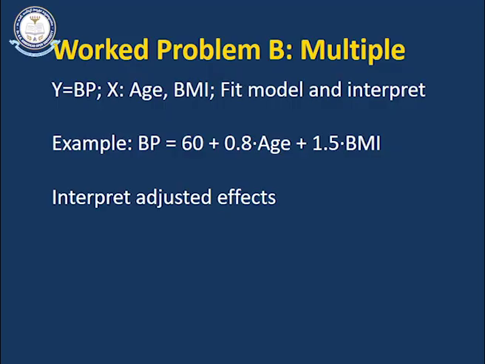This is another example to get you through. So overall, we have been able to work the problem: y equals BP, x equals age and BMI, fit model and interpretation. So BP is dependent on the age as well as the BMI, and that is why it's important to visualize all these areas. So far what we have learned, let us wrap it up.